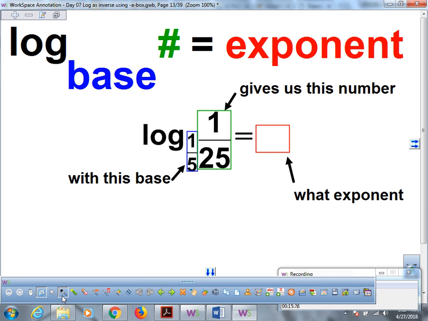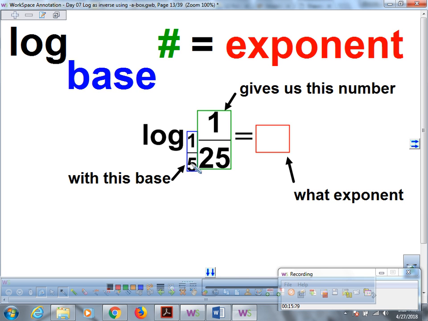What exponent with this base gives me this number? Right? You just have to think, guys. I know sometimes it gets confusing with these fractions, but you need to ask yourself, is the digit getting larger? If the digit's getting larger, the exponent has to be a whole number, right?